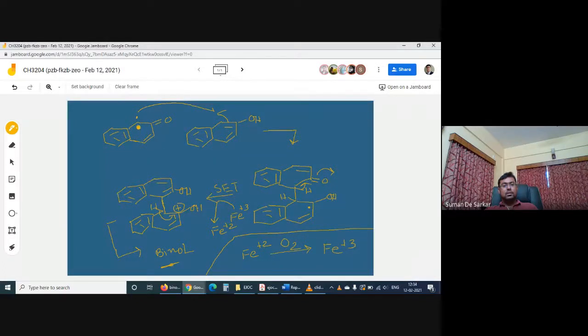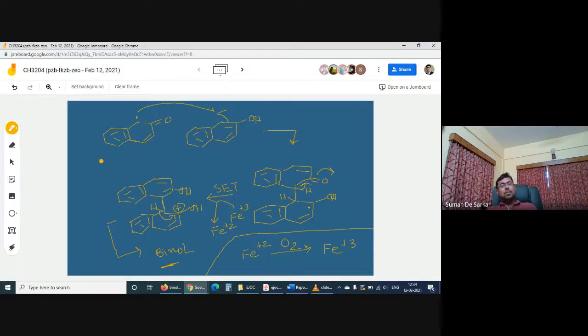As I mentioned, initially the radical forms on oxygen, and then it can go to different places. Even it can go to this ring as well. If you just continue resonance, you can place it here, here, here, and here also. It was found that this alpha position is the most reactive, and there are a couple of reasons for this.